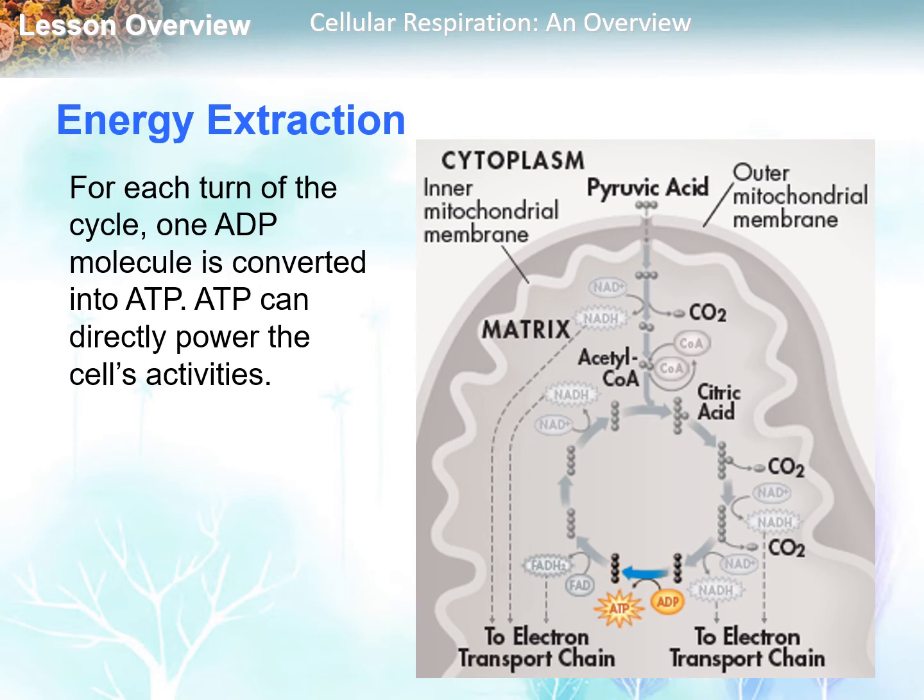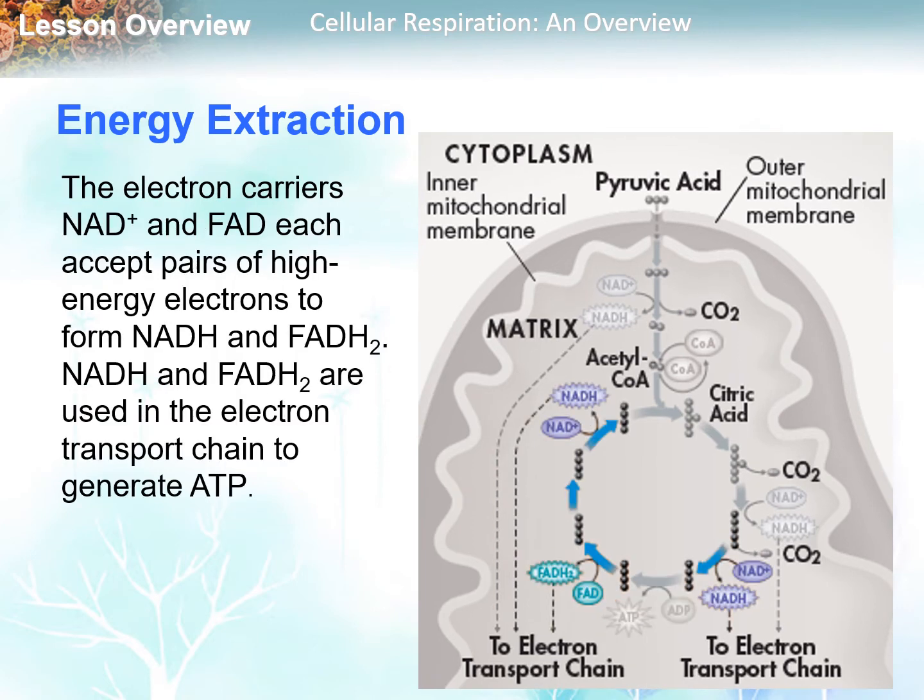So for each turn of the cycle, one ADP molecule is converted into ATP. This ATP can directly power the cell's activity. The electron carriers NAD+ and FAD each accept pairs of high energy electrons to form NADH and FADH2. NADH and FADH2 are used in the electron transport chain to generate more ATP. So that's it for the first two stages of cellular respiration.